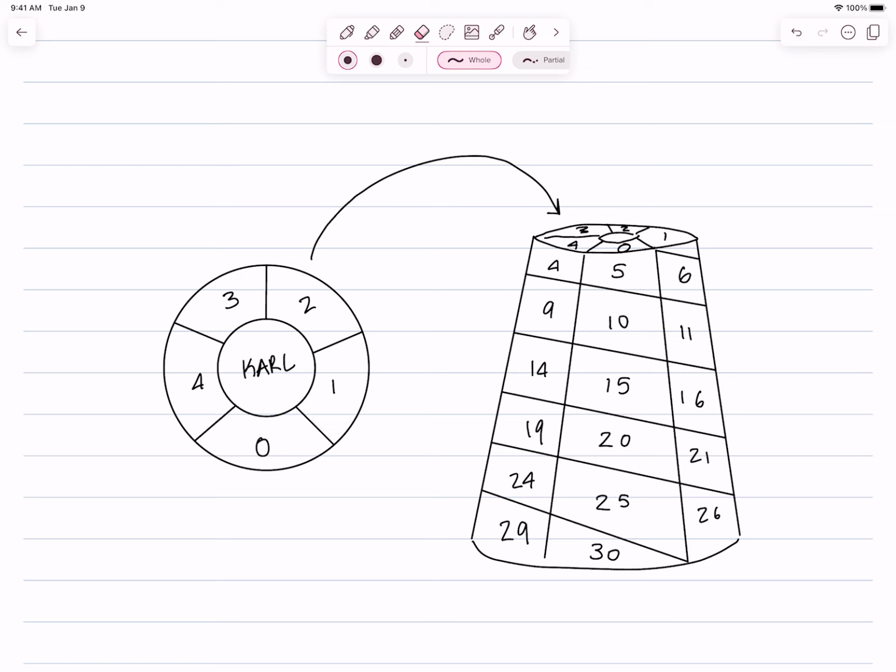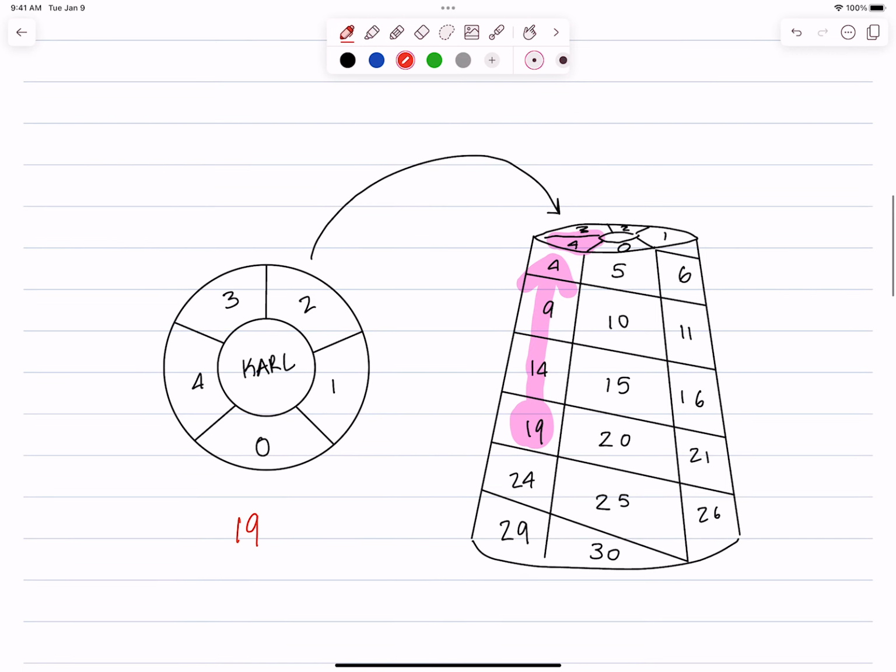You'll take the number line, you wrap it around, and the way that you work with this is, say you want to figure out what 19 modulo 5 is. So you're going to go right up to 19. That's right here, and then you're going to travel up. And then what's the square up here on top? It's 4. So that tells us that 19 mod 5 gives us 4 from right there.